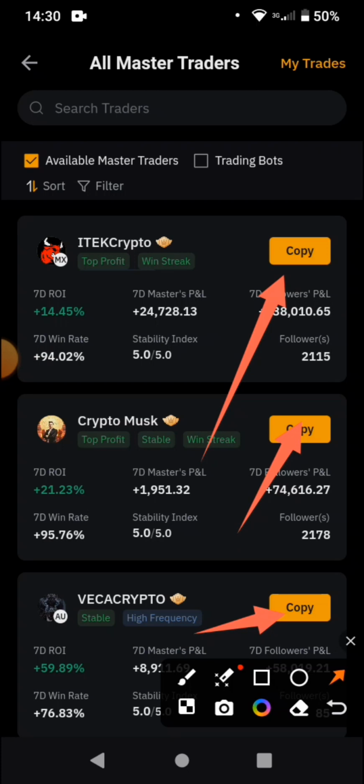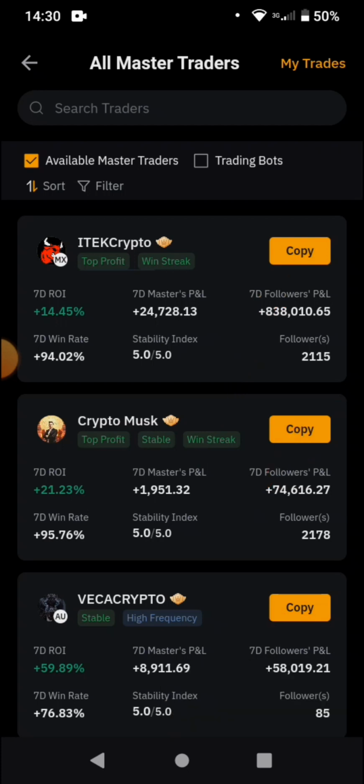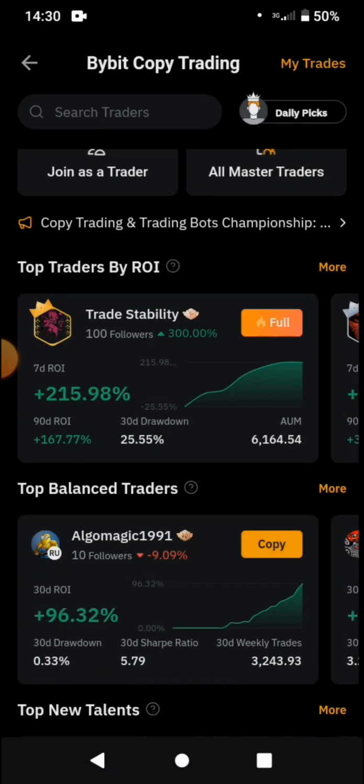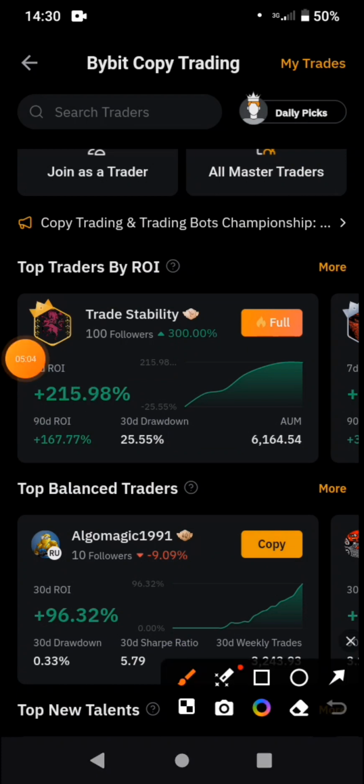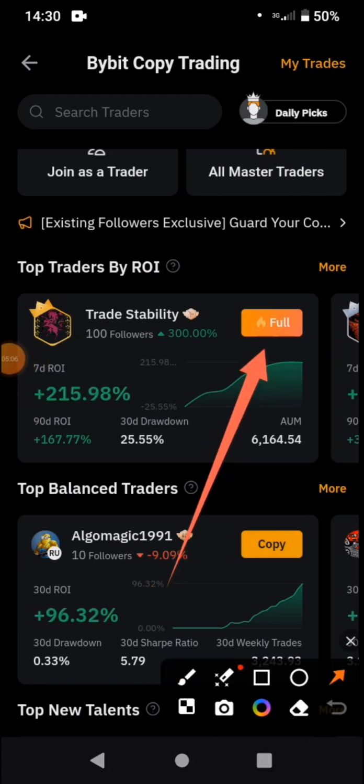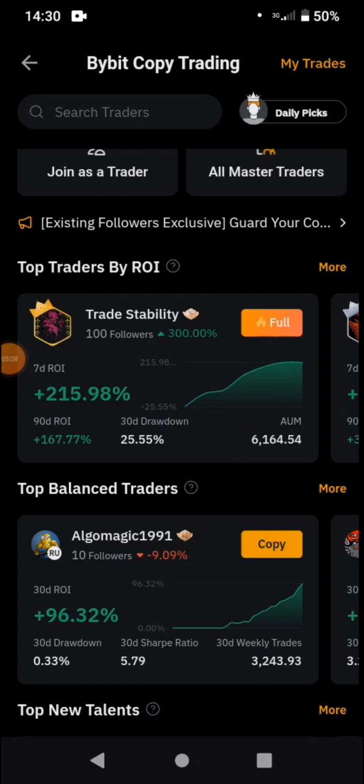They might want to say they are only going to allow 10, 50, 100, or 200 people to copy their trades, after which they are going to close. For example, if we go back, you are going to see this one is full. So I want you to understand this, please. This one currently you can't copy. So what are you going to do?